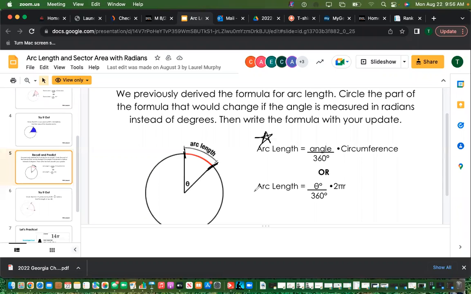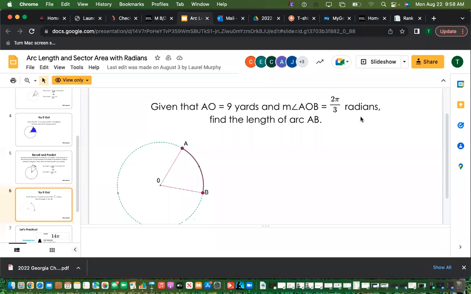Go ahead and take a moment, write it down. Notice how it's similar to the area of the sector. The only difference is circumference versus area. Take a second, you're writing that formula down. Given this information, we're trying to find the length of the arc, also known as the arc length. Remember, our formula is going to be our angle, and since it's measured in radians, we're going to divide it by 2 pi, and multiply it by the circumference. So that's going to be 2 pi r.